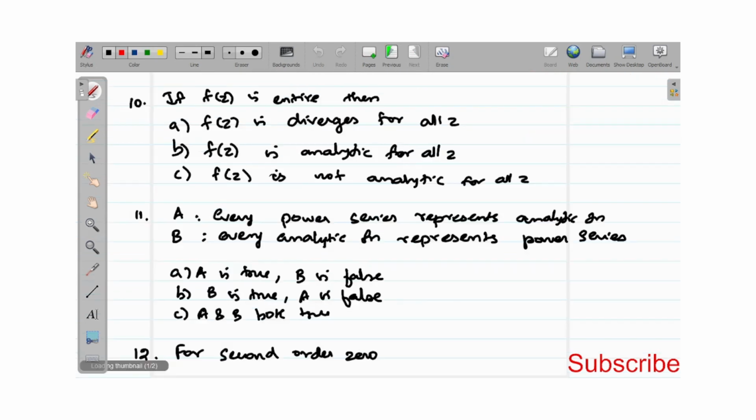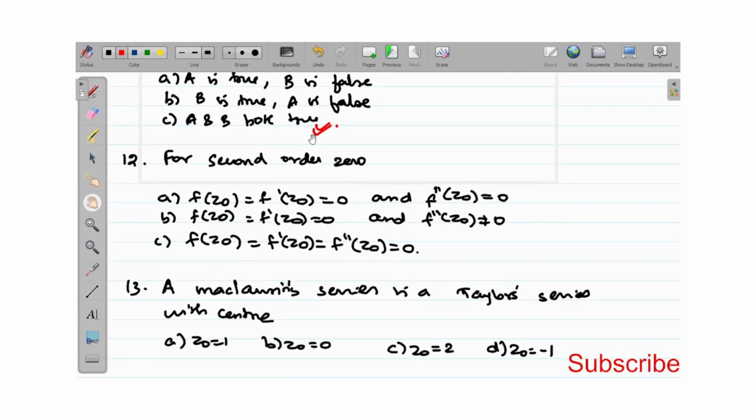Now 10th question. If f(z) is entire, then f(z) is analytic for all z. 11th, every power series represents an analytic function and every analytic function is represented by a power series. So here both A and B are true options. Now the 12th question, for second order zeros. For a simple zero, you know that f(z) is equal to 0, and you get some value and it is a pole of order 1. So for finding the second order zero, option B is right.